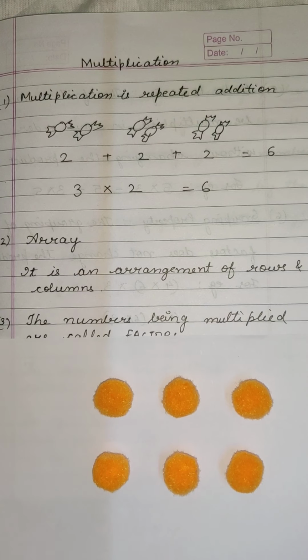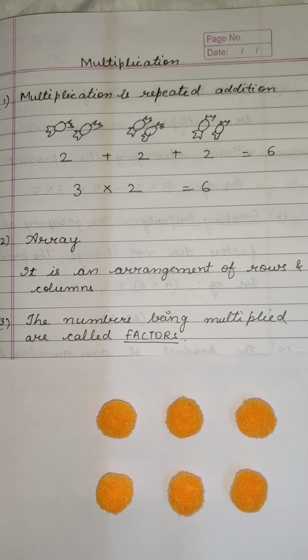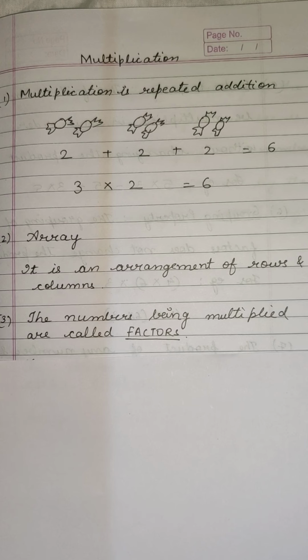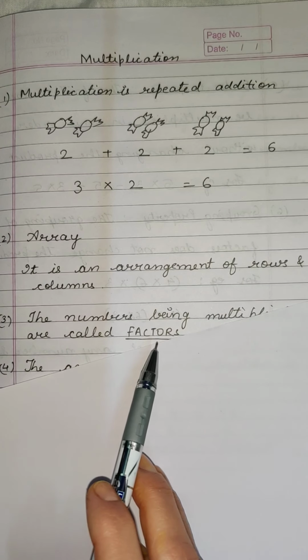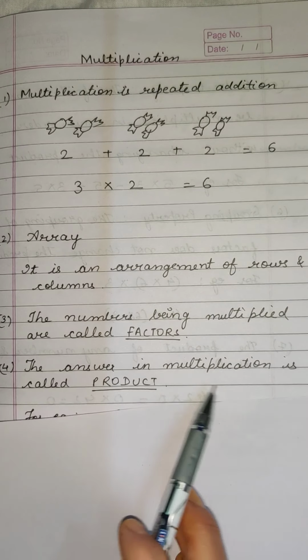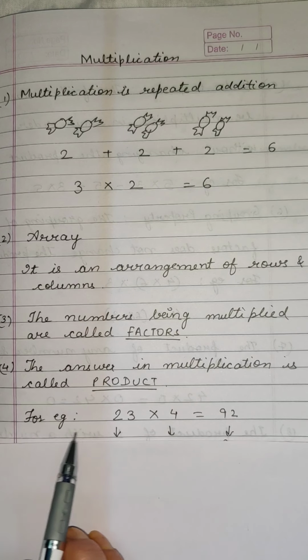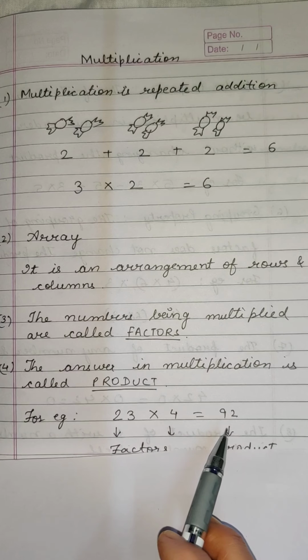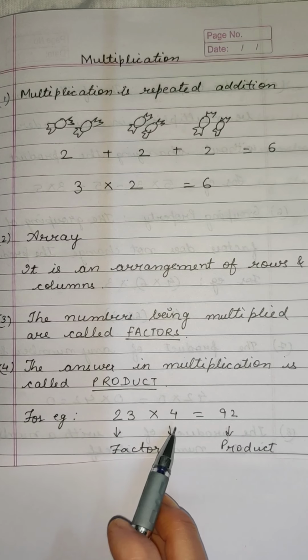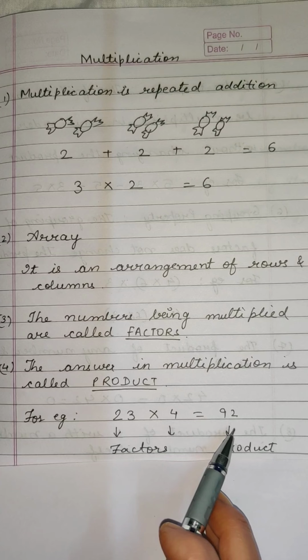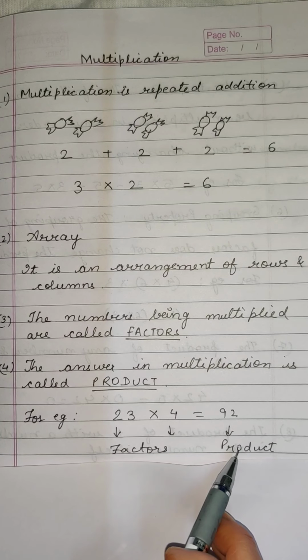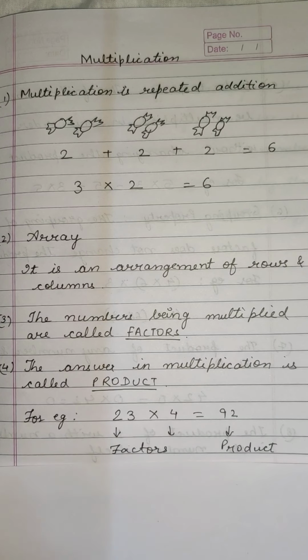Now let us see what the numbers being multiplied are called. The numbers being multiplied are called factors, and the answer in multiplication is called the product. For example, 23 4s are is 92. So 23 and 4 are the factors and the answer, that is 92, is the product. You may even have more than 2 factors.